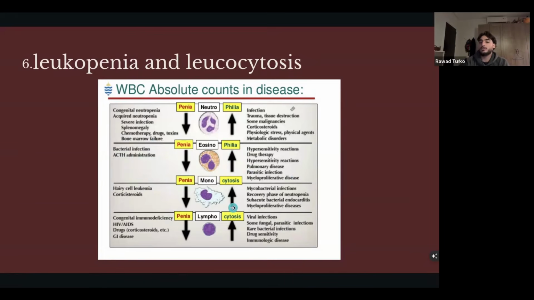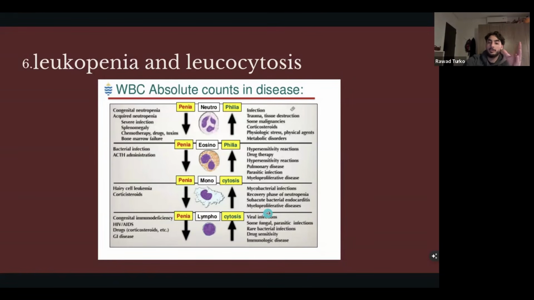Okay. Now, monocytosis, you can see bacterial infections, so like TB, for example, recovery phase of neutropenia, subacute bacterial endocarditis, and myeloproliferative diseases. So you guys are seeing a pattern here with these myeloproliferative diseases, right? And then monopenia with hairy cell leukemia and corticosteroids. Okay. Lymphocytosis and viral infections.